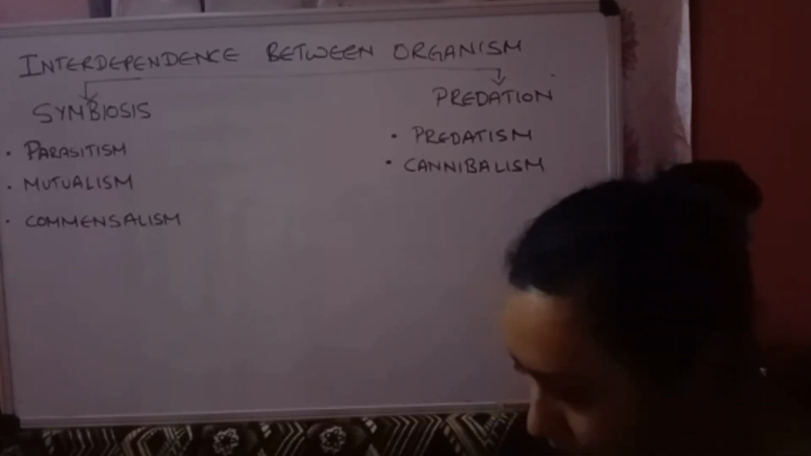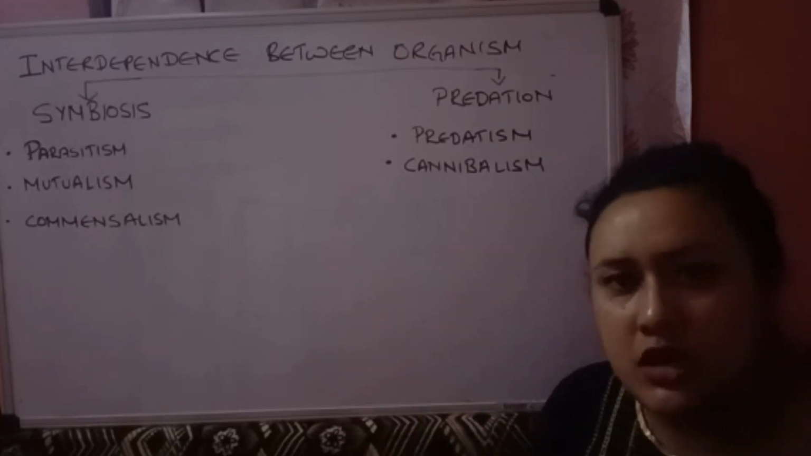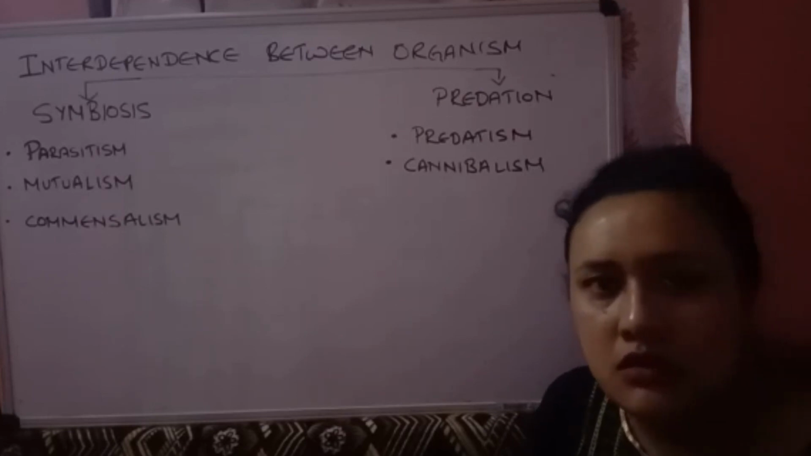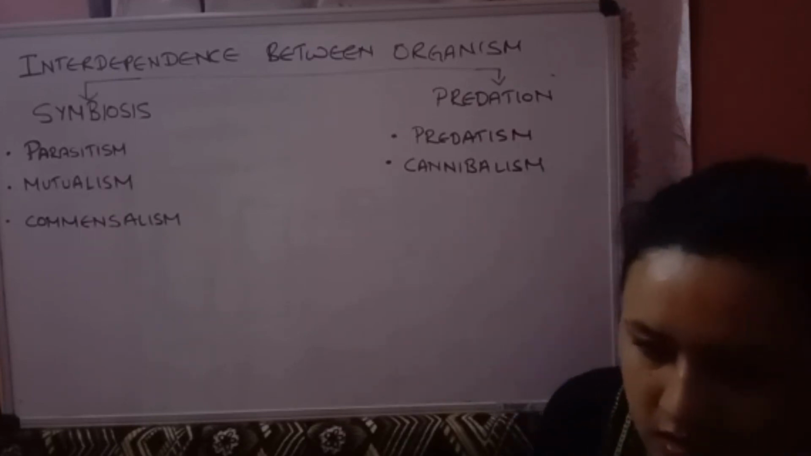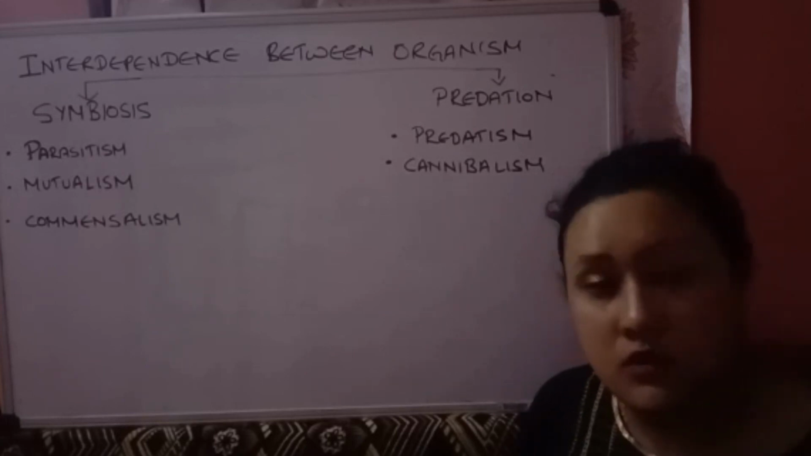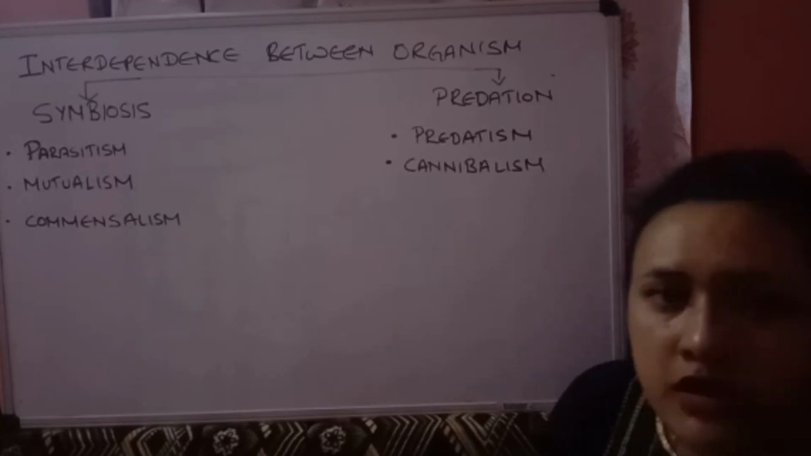So this is how organisms depend upon each other by feeding each other, by benefiting or by not benefiting. Sometimes it is harmful, sometimes it is not harmful. Those are known as interdependence of organisms.